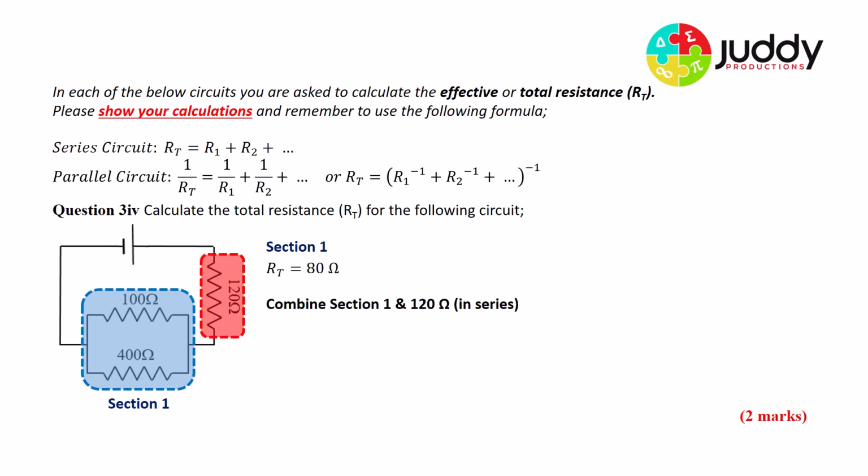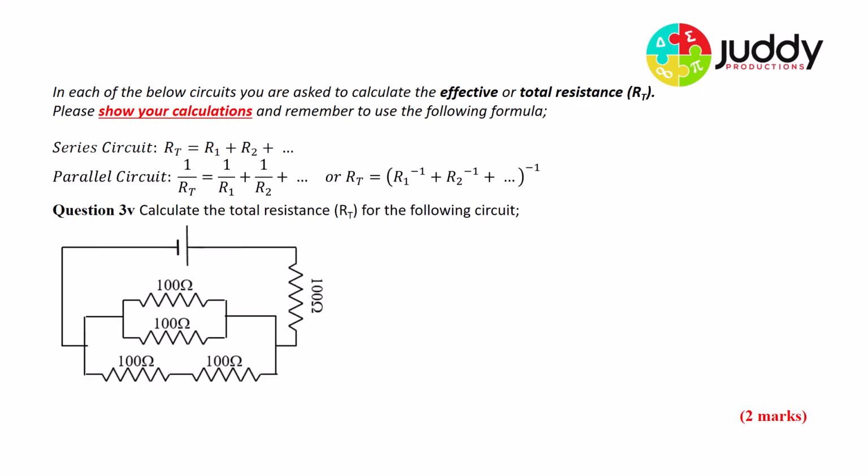Now that 80 is in series with the additional 120. So this parallel branch is replaced by an 80, and then it adds on in series with the 120. So the total resistance of those two together will be R1 of 80, R2 of 120. Add them together, we get a total resistance for the whole circuit of 200 ohms.